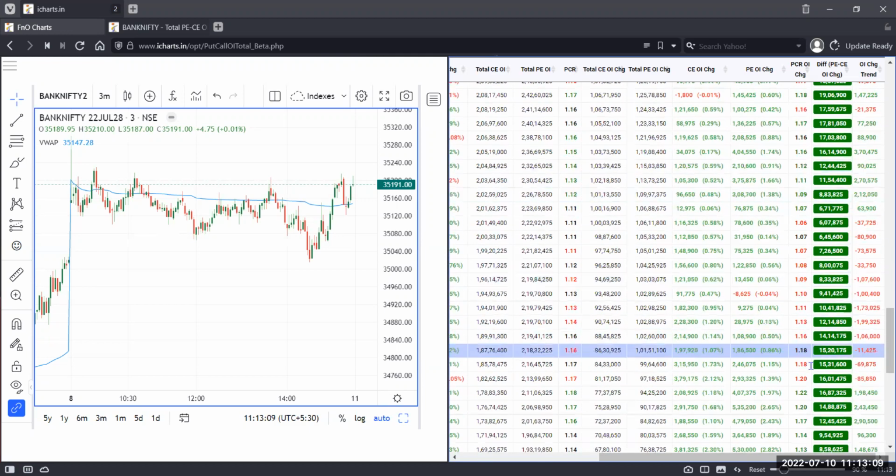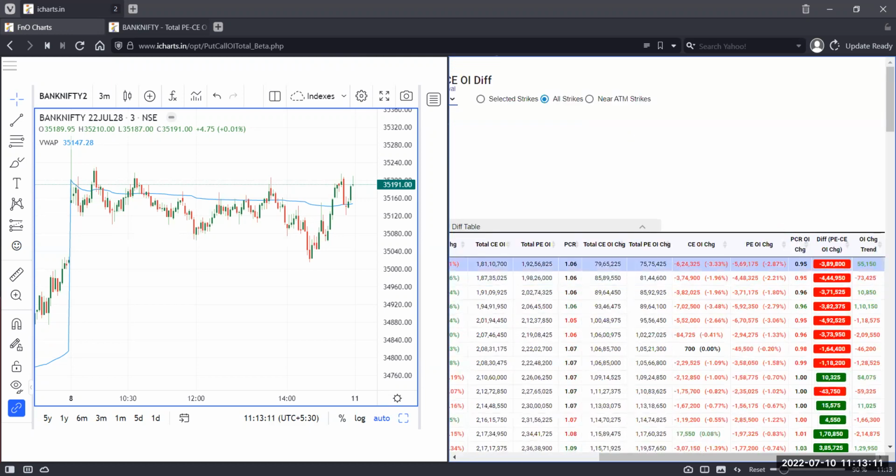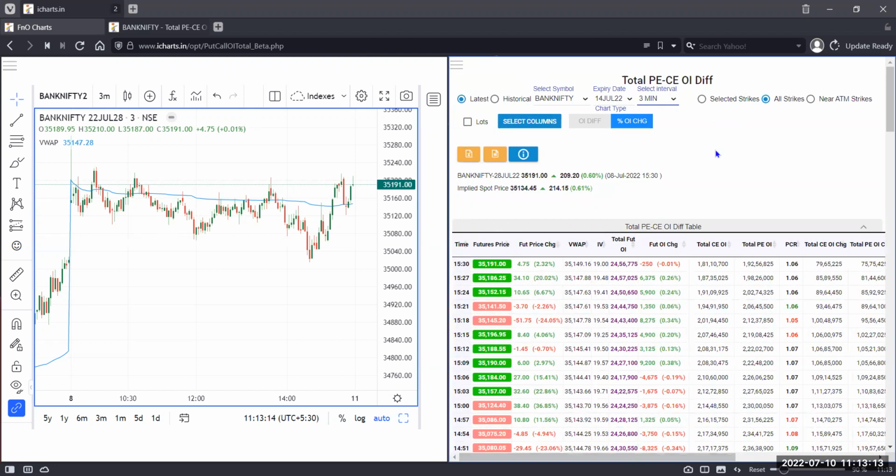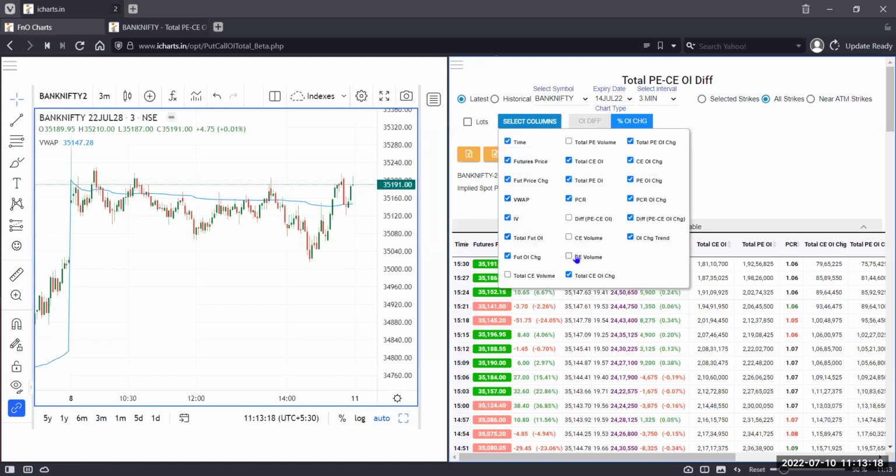Okay, before we proceed further, we have select columns here. Whatever columns you want here, you can add. Now we have total volumes and slot-wise volumes also. So 3 minutes slot-wise volume, you can get using C volume, P volume. And these total volumes are for the day. Total C volume, total P volume are for the whole day. And these are time slot-wise. Many had requested this, so we have added it.